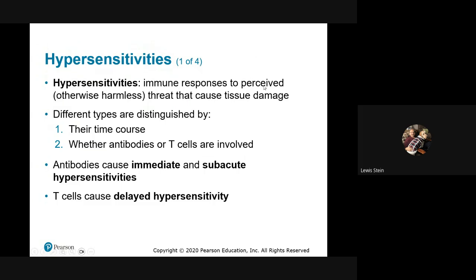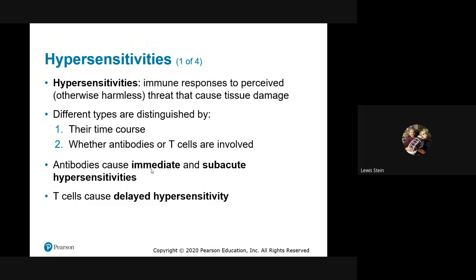hypersensitivities, immune responses to perceived, otherwise harmless threats that cause tissue damage, your basic allergies. Okay, when we talk about an immediate hypersensitivity, what you and I would call an allergy, maybe you're like me, I get spring and fall allergies. Pretty common. So now when the flowers come out, I'll be sneezing every morning.